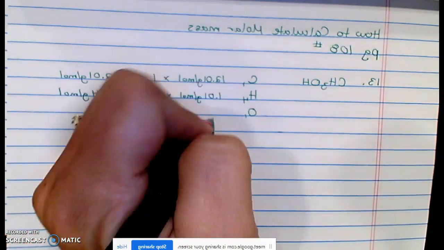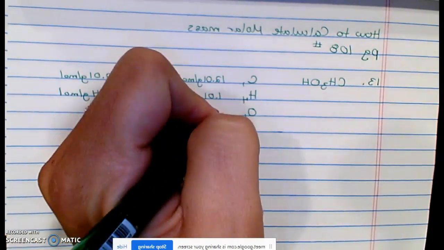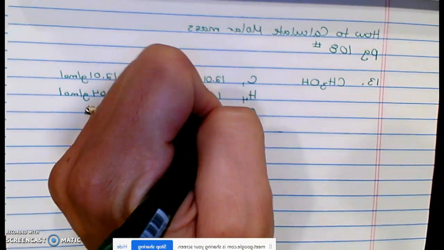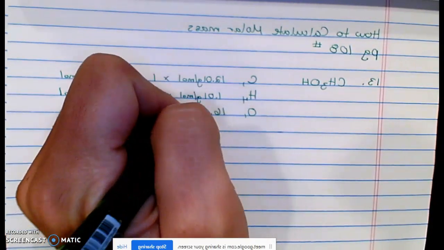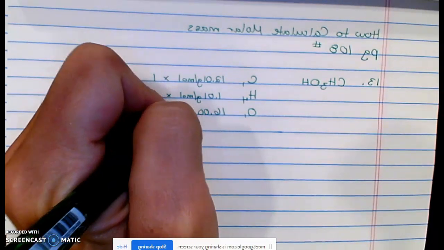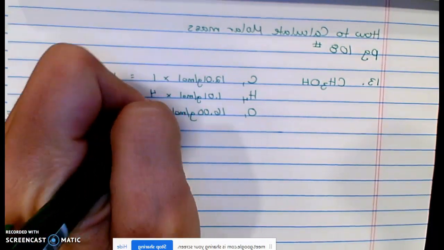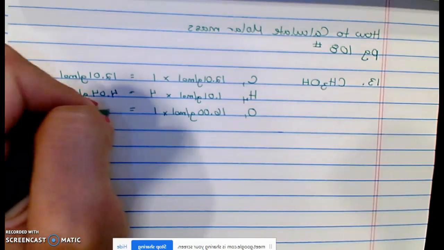Okay, we have 1 oxygen. What's the molar mass of oxygen? Well, you see, it's 16 grams per mole. Oh, thank you so much. I appreciate you telling me.